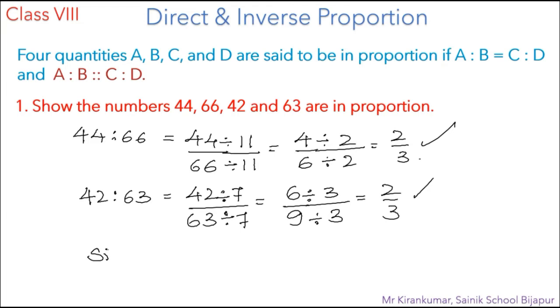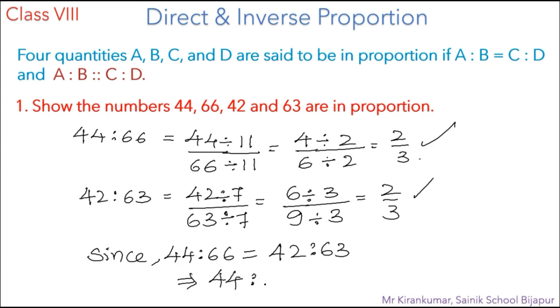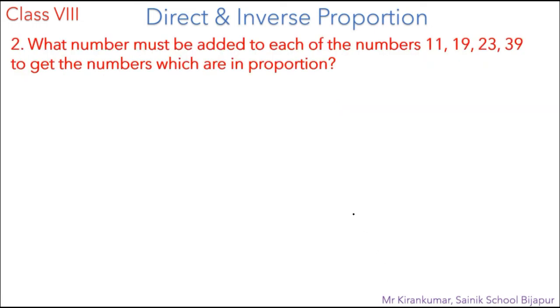Since 44:66 is equal to 42:63, we can say that 44:66 is proportional to 42:63. One more question we shall see.